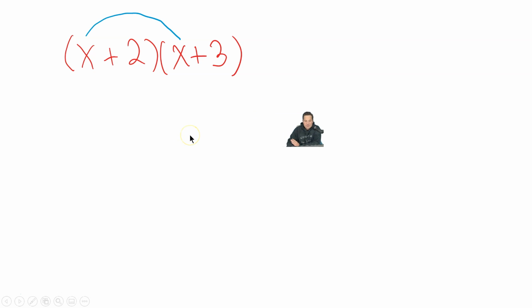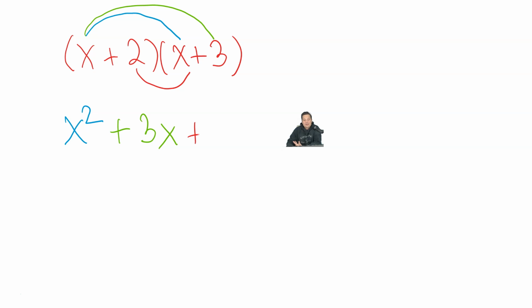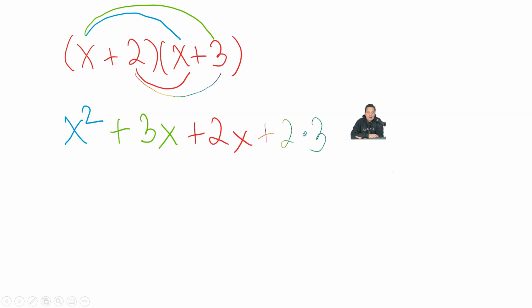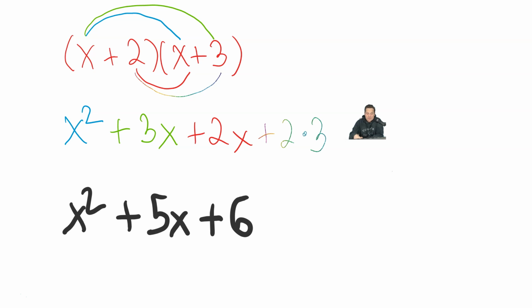As a first step, it would be x times x, that would give me x squared. Then I would have x times 3, which would give me 3x. Then I would have 2 times x, which would give me 2x. And then I would have 2 times 3 at the end in that position. And then I combine like terms, so I have x squared, then I have the 3x and the 2x, which is 5x, and then I have the 2 times 3 at the end, which will give me a plus 6.